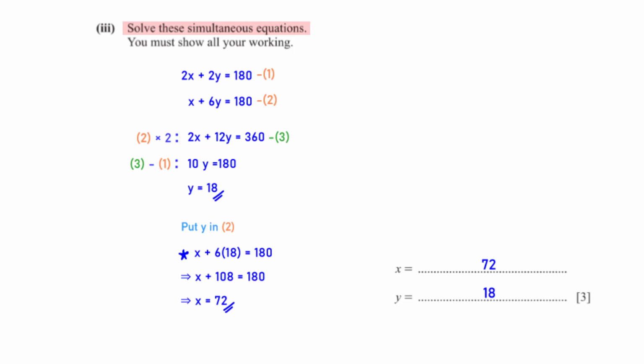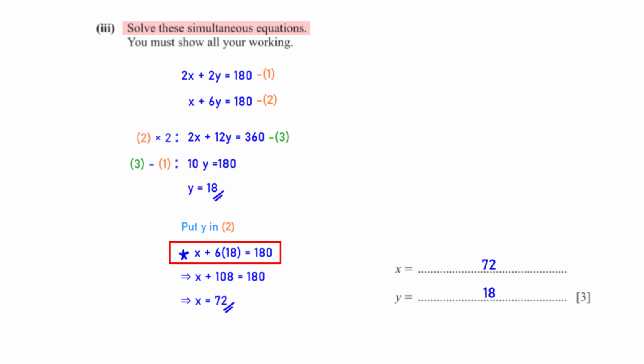Now that we have 2x in equation 3 and 2x in equation 1, we can eliminate x by subtracting equation 1 from equation 3. This gives us 10y equals 180. When we divide both sides by 10, we have y equals 18. So now we can plug in the value of y into any of the equations to get the value of x. Let's pick equation 2.